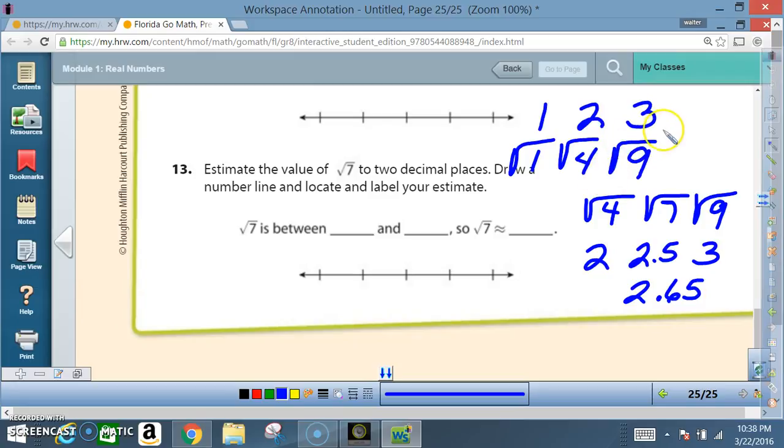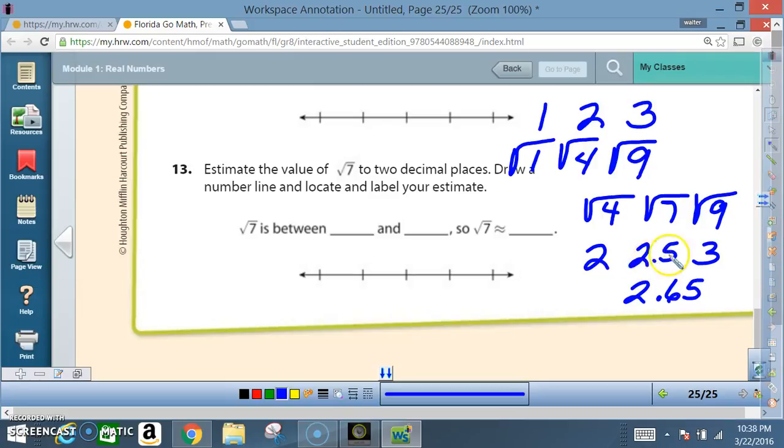And then I ask myself, where does the square root of 7 fall? In between which two? So the square root of 7 falls between the square root of 4 and the square root of 9. All right, so now, what's the square root of 4? 2. What's the square root of 9? 3. So I know then that the square root of 7 is going to be halfway between 2 and 3. That's my first estimate, halfway between 2 and 3. So now, the square root of 7 I'm coming out with is 2.5.